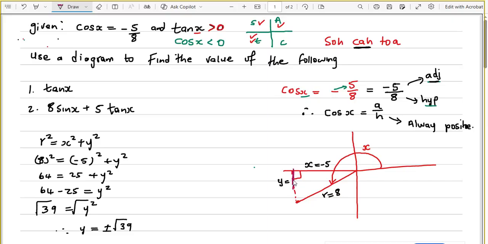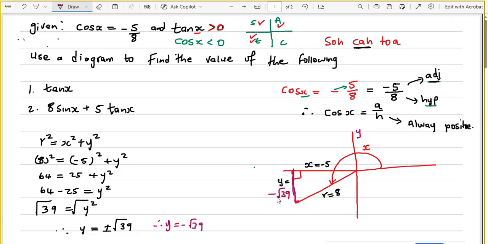We look at this y, it's in quadrant 3. All the y values are negative in quadrant 3. Therefore, the value of y is minus root 39. You're still with me? Yes. Okay, so this will be minus the root of 39.